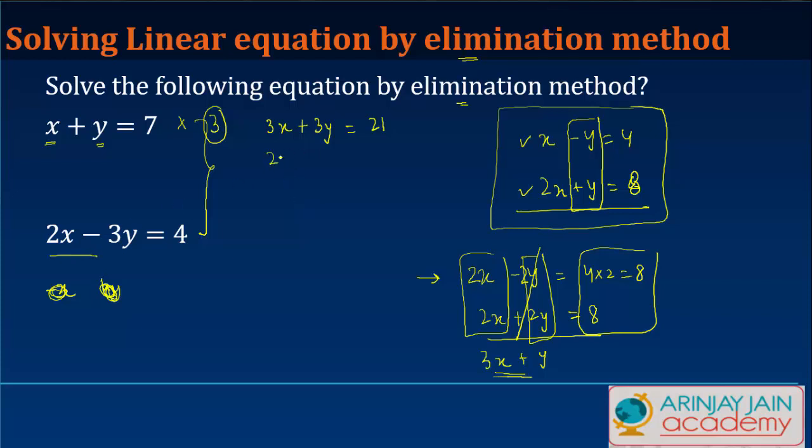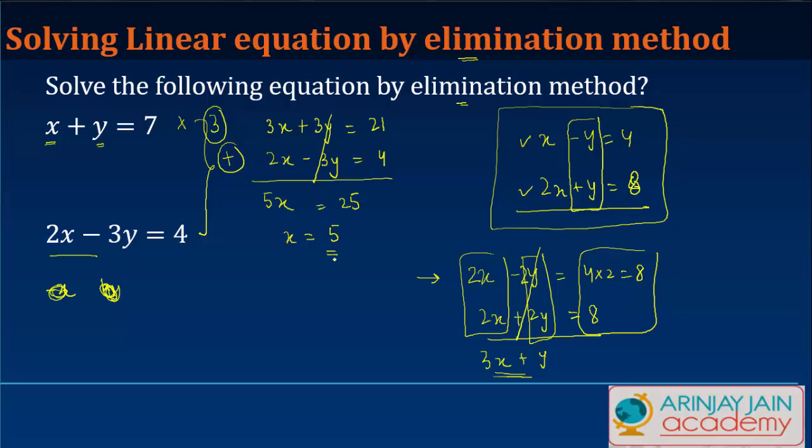Right? Now what I also have is equation 2. I just write equation 2 over here. 2x minus 3y is equal to 4. And what I do is I perform an addition operation on both these equations. So when I add, 3x plus 2x becomes 5x, plus 3y gets cancelled with minus 3y, and 21 plus 4 becomes 25. So 5x is equal to 25, or x is equal to 25 divided by 5, which is 5.